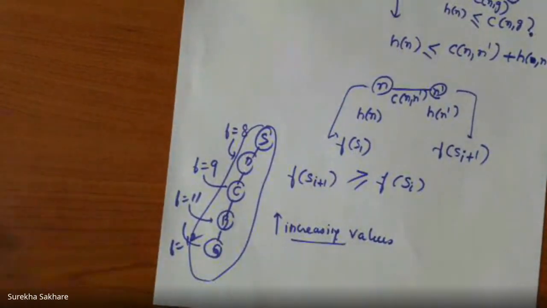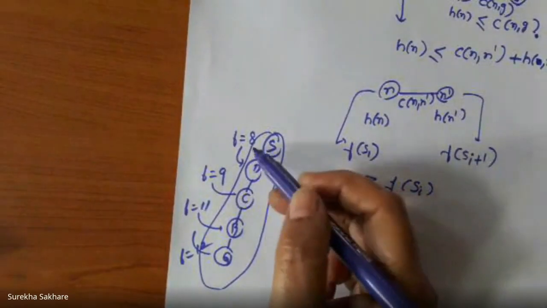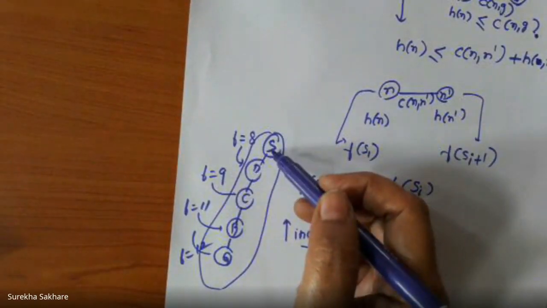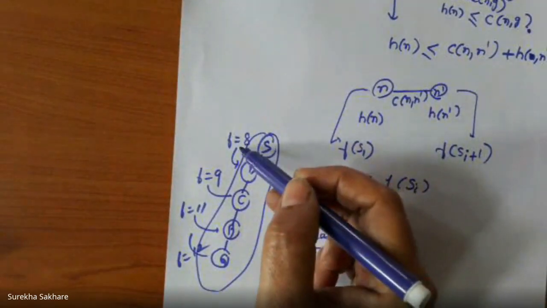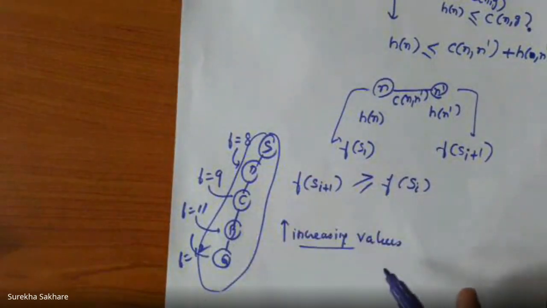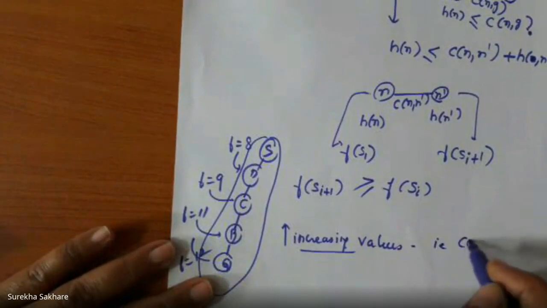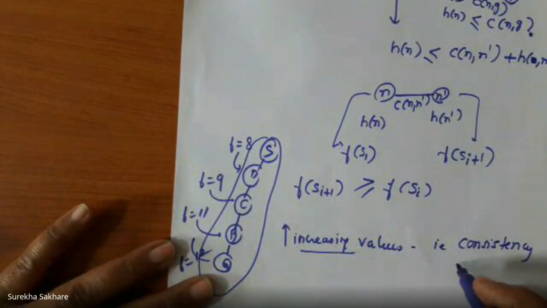If I have such an arrangement, where successively when I try to explore some random branch, I have the evaluation function increasing like this, that means it is consistent, that is, the consistency rule is followed.